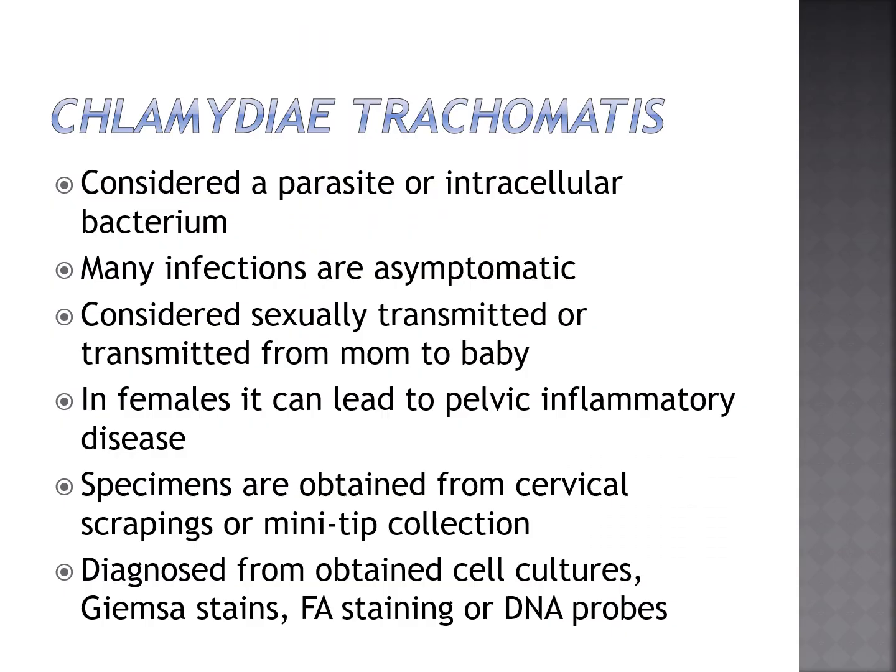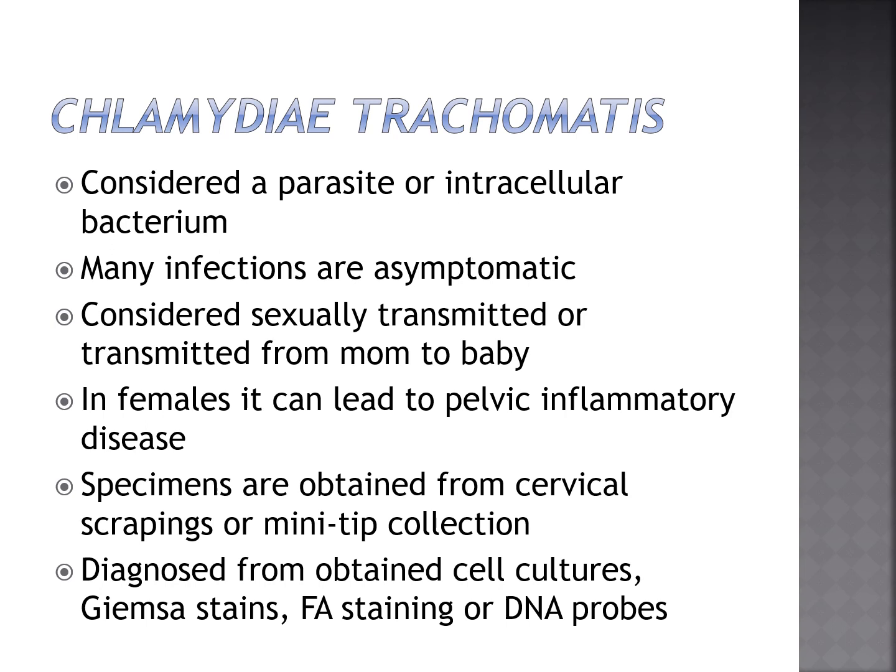There are 900,000 cases per year of Chlamydia trachomatis in the United States. It is the most commonly isolated genital pathogen in the U.S. It is considered a parasite or an intracellular bacterium. They kind of go back and forth on what it is, and it can cause many infections, and many infections are asymptomatic. It's also easily transmissible. It is considered a sexually transmitted disease that can be transmitted from person to person or from mom to baby.